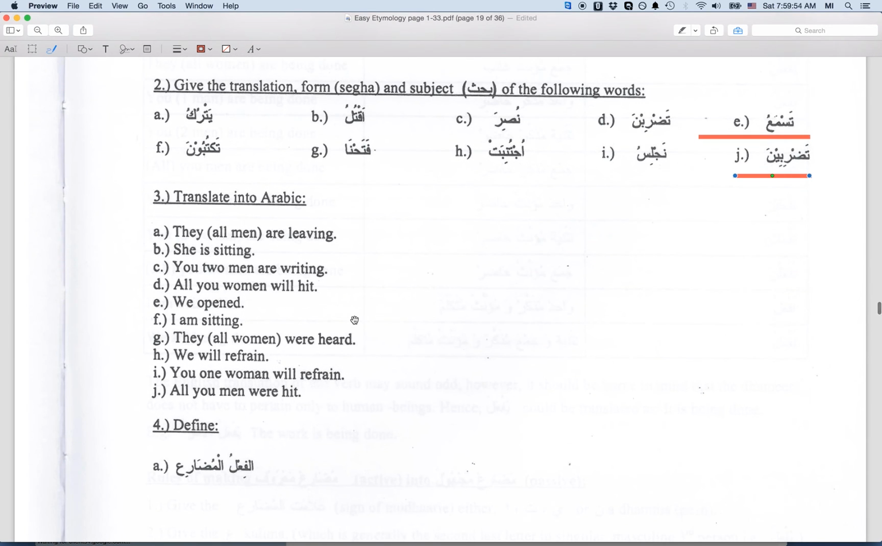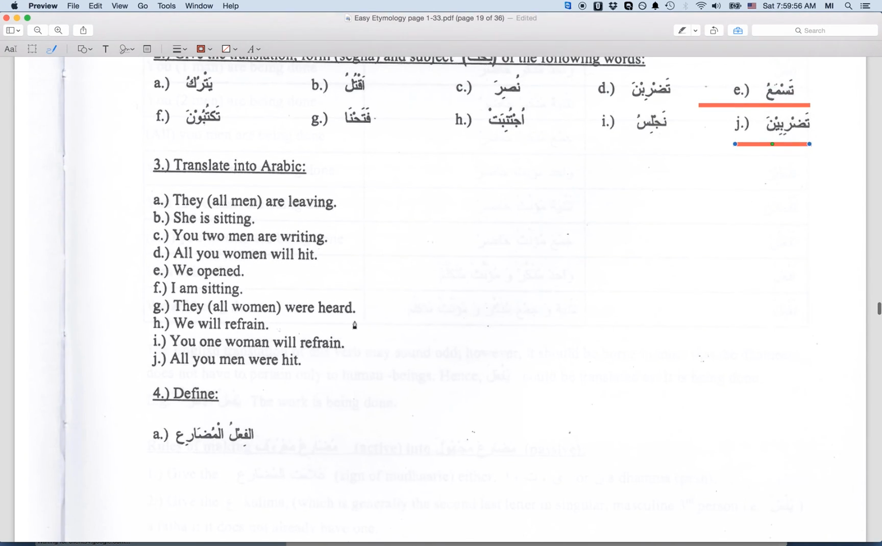And finally, actually we have two more. Translate into Arabic. They all women. It's 8 o'clock. They all men are leaving. Are leaving. So this is present or future tense. Leaving. Tarak. Yatrukuna. That's it. Hum yatrukuna. They're leaving. She is sitting. Here.